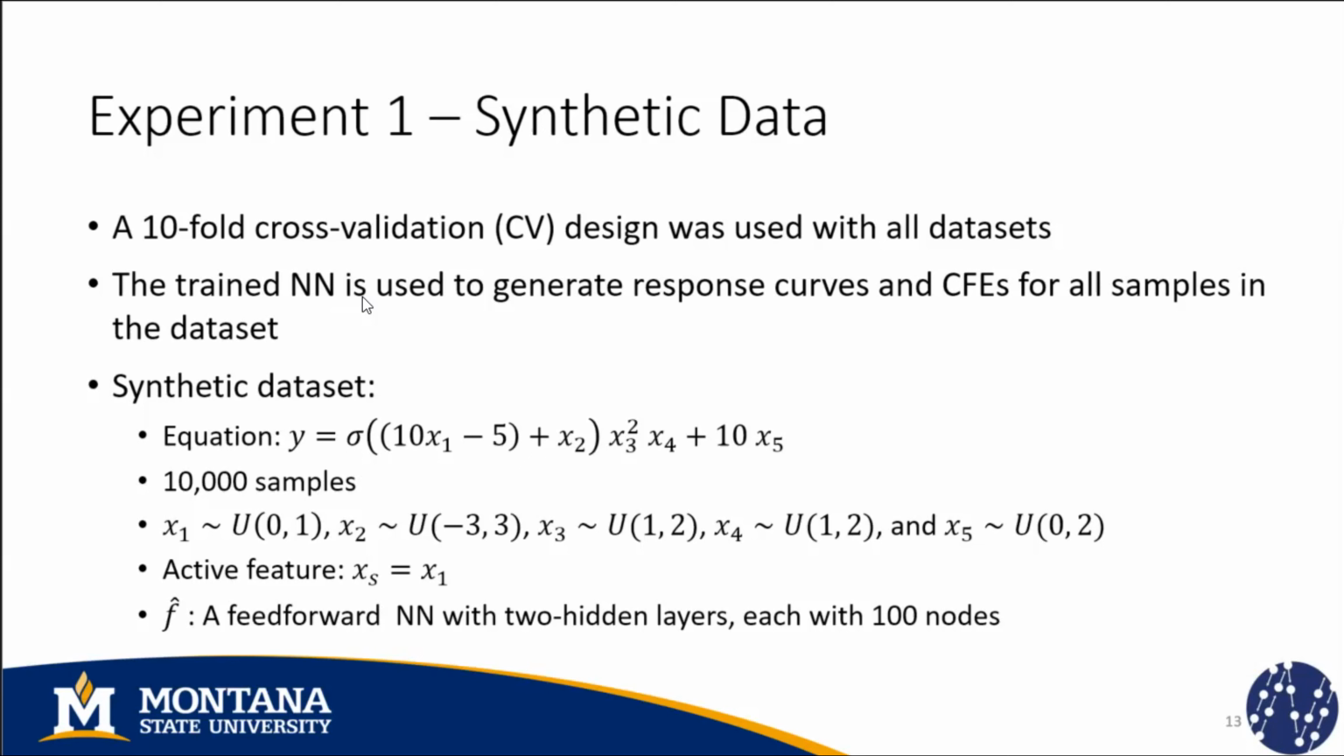So for our first experiment, we generated a synthetic dataset that consists of 10,000 samples that follow this equation. This simply represents the sigmoid operation, and we have 5 variables that are sampled from these distributions. The first feature is selected as the active feature, and we used a feed-forward neural network with 2 hidden layers, each with 100 nodes.